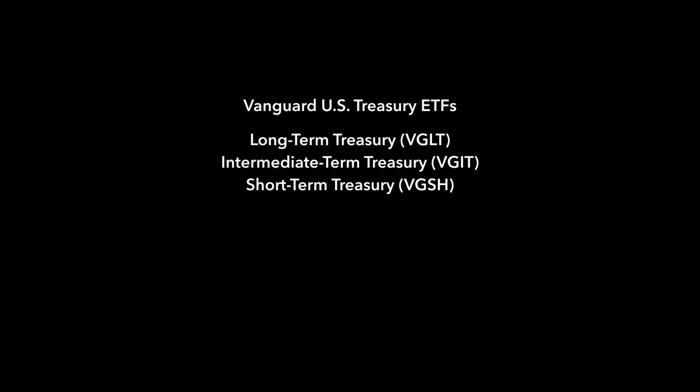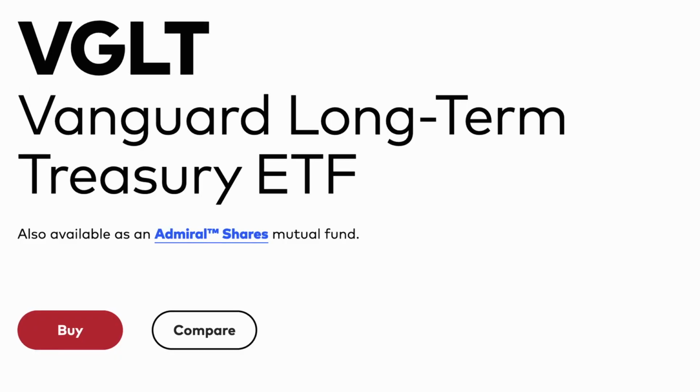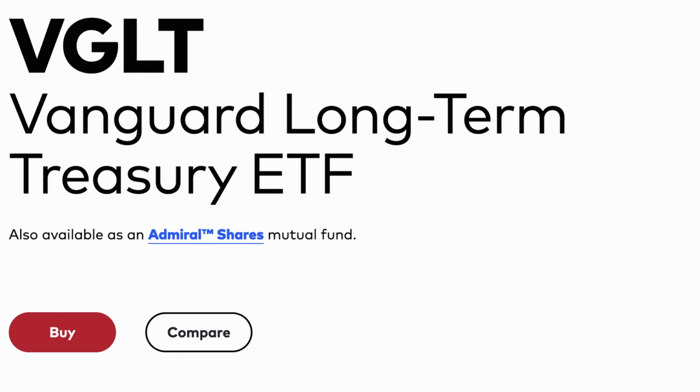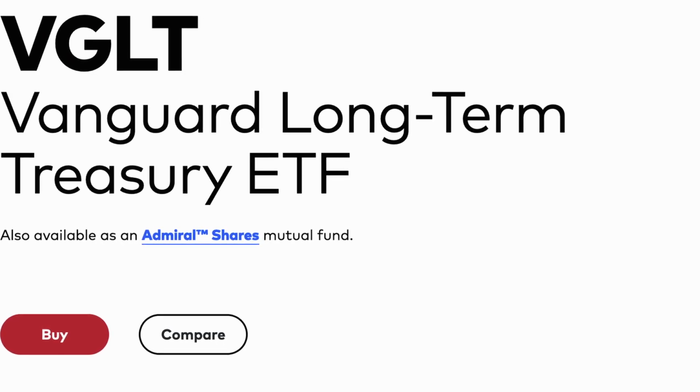Let's start by talking about government bonds. There are three major ETFs that Vanguard offers. Those three funds are Vanguard's long-term, intermediate-term, and short-term treasury ETFs. So let's start by looking at Vanguard's long-term treasury ETF. That's VGLT. And as of now, in November of 2024, the yield is 4.55%.